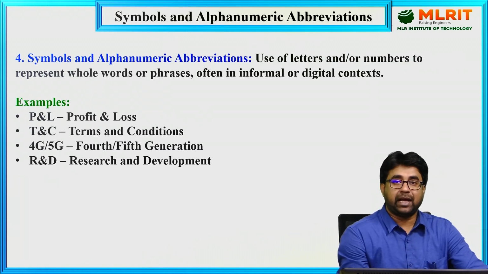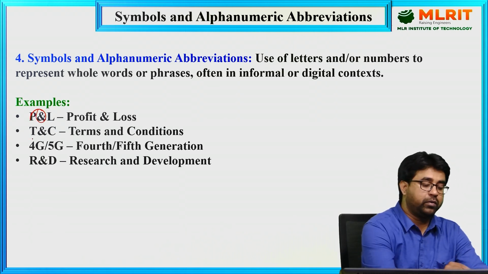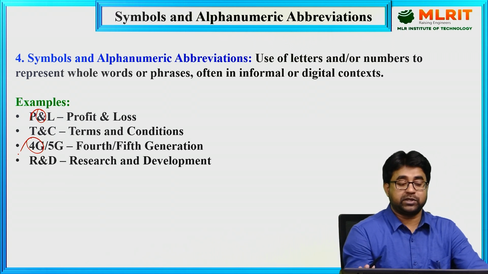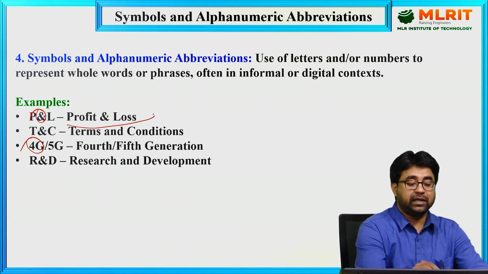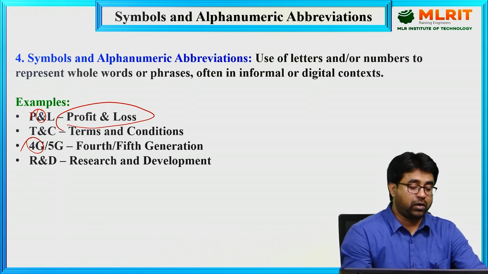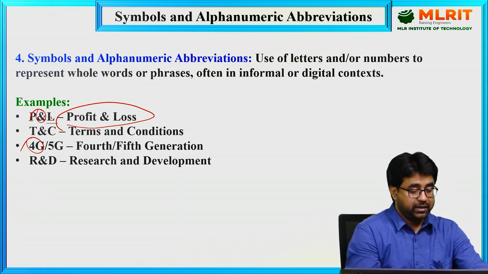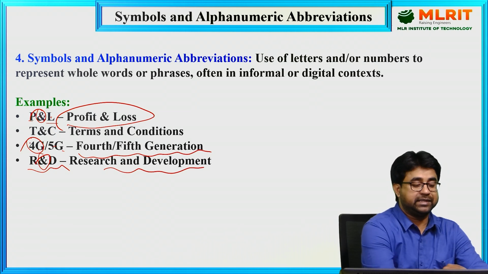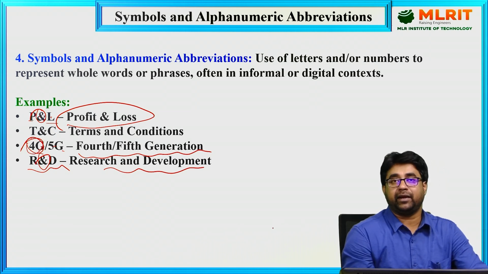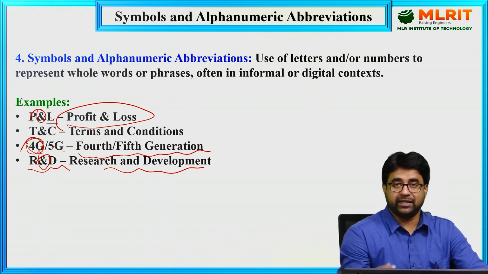So sometimes what will happen? Instead of a dot, we'll be using a symbol, or we can sometimes use numerics also. So for example, P&L: instead of using this particular phrase, profit and loss, we use P, then this symbol, and L. Similarly 4G, 5G, this is alphanumeric, right? R&D, research and development, this is symbols. This is numeric. So these are also one kind of abbreviations which we see in English.